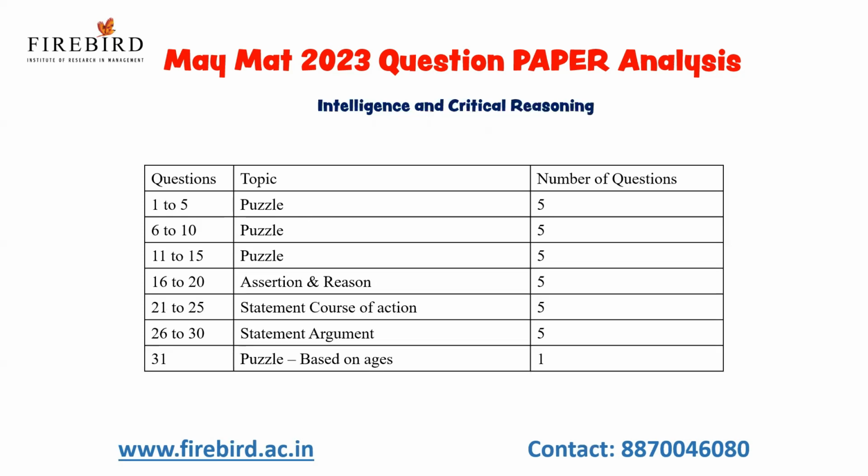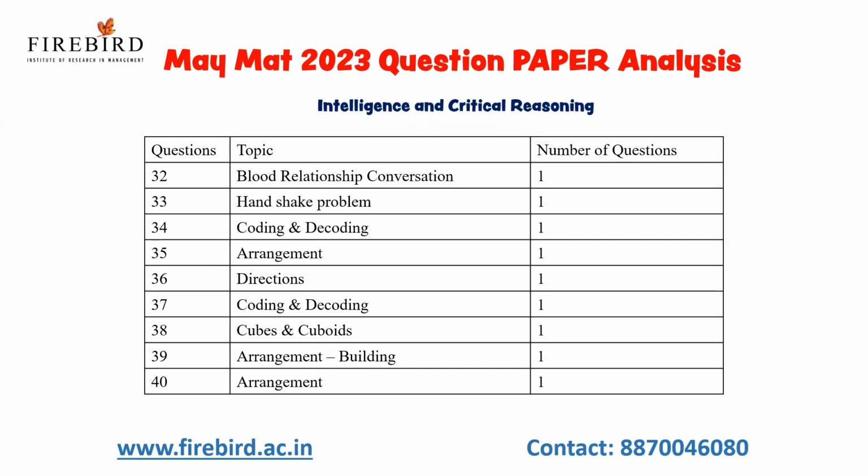Coming to intelligence and critical reasoning, 40 questions were asked. So 3 puzzles are there. And then assertion and reasoning 5, statement course of action 5, statement argument type 5 questions. And the remaining 20 questions are based on ages, blood relationship, handshake problems, coding and decoding. 2 questions were asked from this topic: arrangement, directions, cubes and cuboids, arrangement based on building, and a few more arrangements based on height type. They were asked in the intelligence and critical reasoning part.